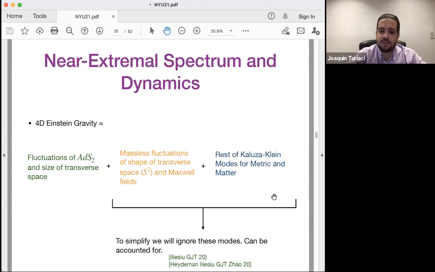And then we have the rest of all the modes that are called Kaluza-Klein modes that appear in this reduction that are massive, that arise from the metric and also from the matter. So from this 2D perspective, a gravity wave could be some massive field moving in AdS2. To simplify, we will ignore these modes. But let me mention that in a paper we wrote last year with Luca Iliesu, you can take them into account, and they are important. But for simplicity, for this talk, I will ignore them and mention them when they are relevant.